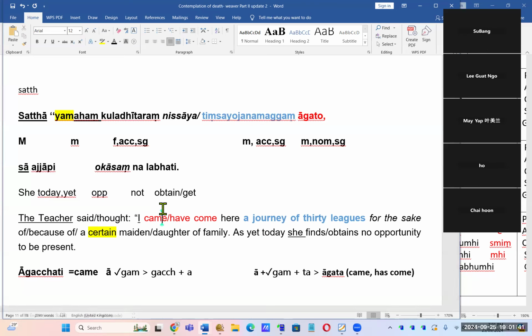Sayaji, can I ask? Timsa Yojana Magang is an accusative. But accusative of what? Of agato? Yeah, right. Maga is masculine, all right? Maga is masculine, so this one will be accusative. So you can say I came for the journey, or I came on the journey. It doesn't look like an object here, but the way it looks, it is an object because Maga is masculine here.